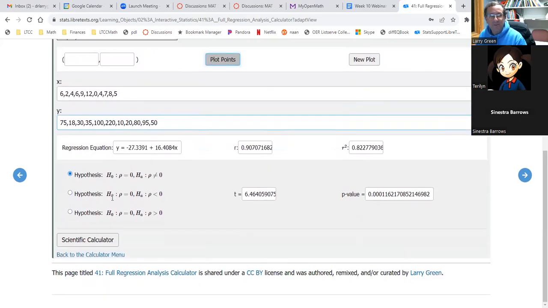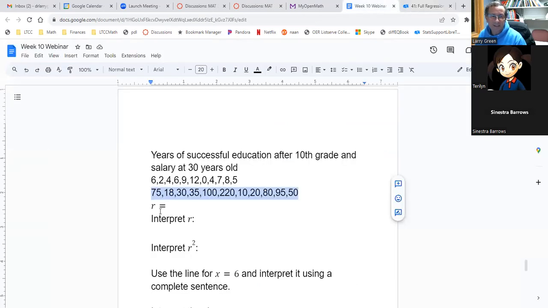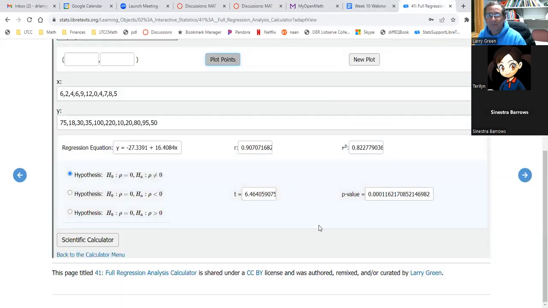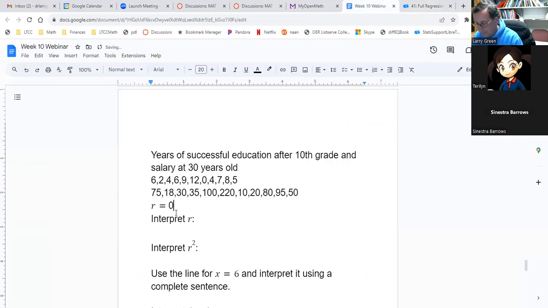You could get the slope if you know the line, but you can also use what we've got here. And this gives you all the stuff. So here we have R. Let's start with R. R is about 0.91. So interpret R. Do you remember how to interpret R when R is 0.91, for example?